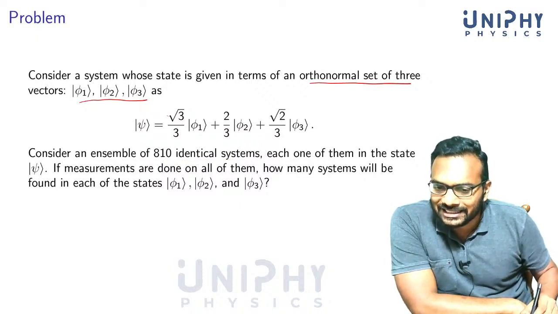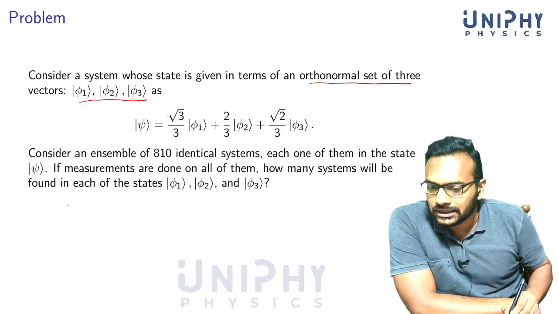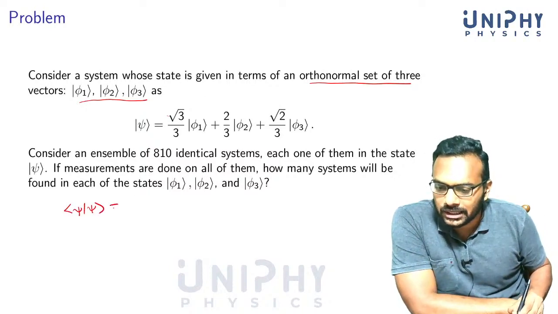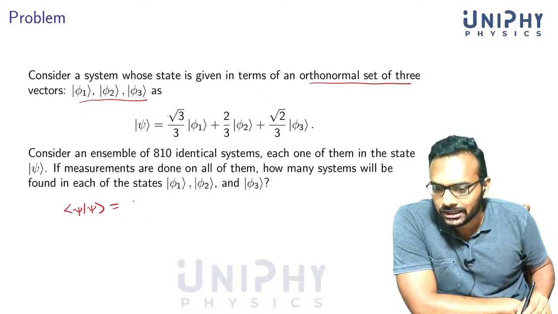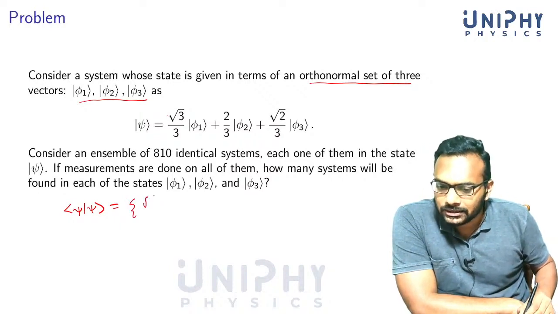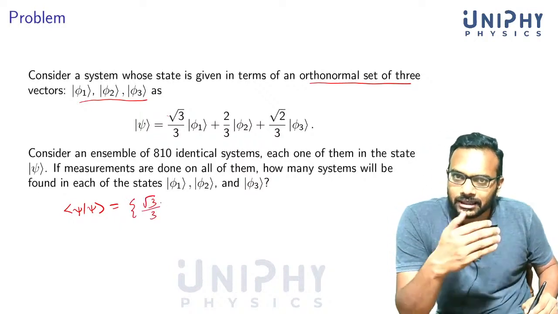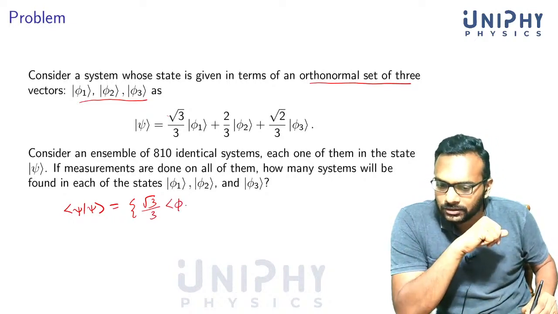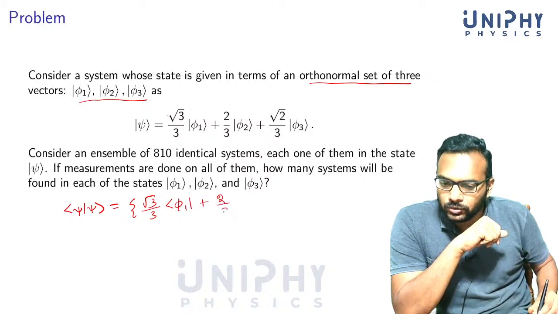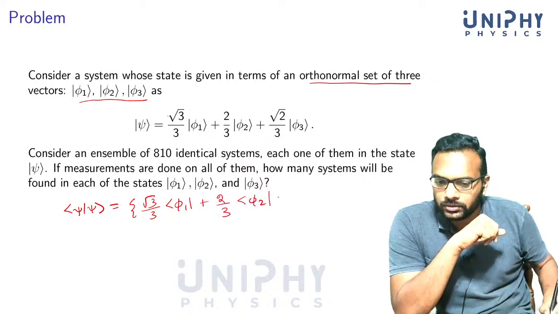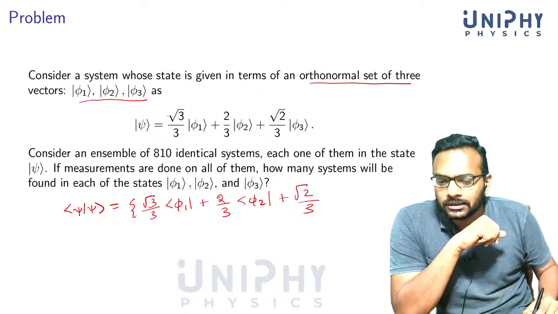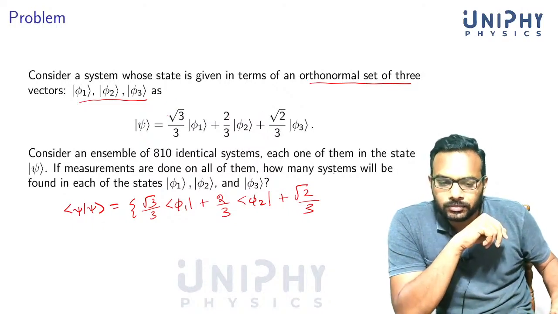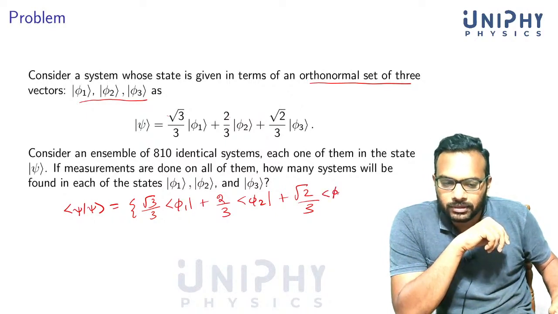We first notice that the state is actually normalized. You can do it in different ways. You take psi with psi. We know that this is an orthonormal basis set, so just for the sake of completeness, I'll write it like this. We can write psi as root 3 by 3 ket phi1 plus 2 by 3 ket phi2 plus root 2 by 3 ket phi3. We need a star there, but these are real numbers, so there's no problem. Is it normalized? I think 3 plus 4, yeah, this is normalized.